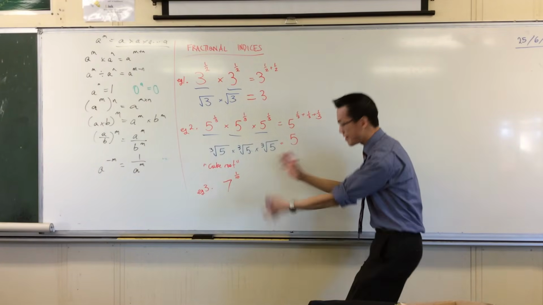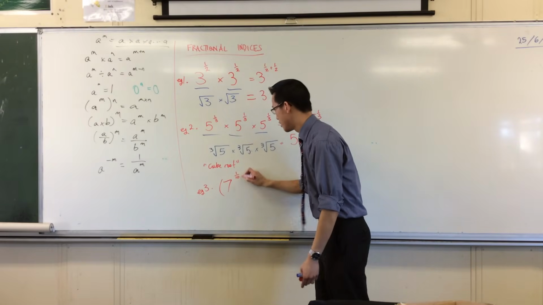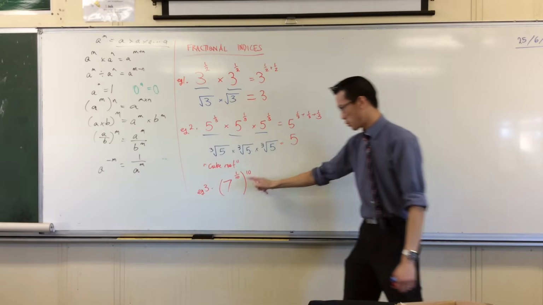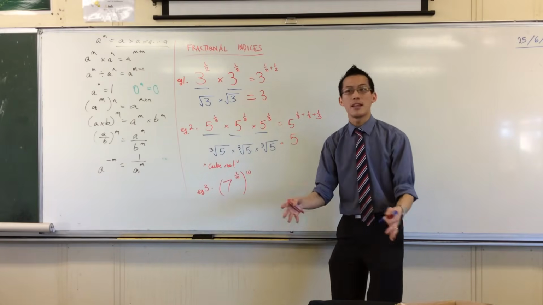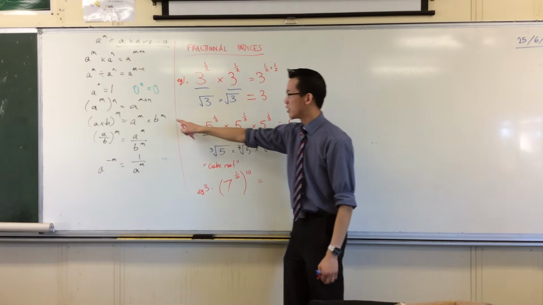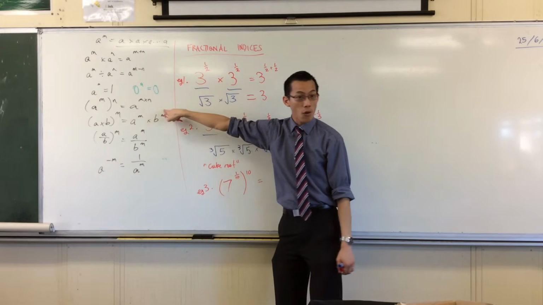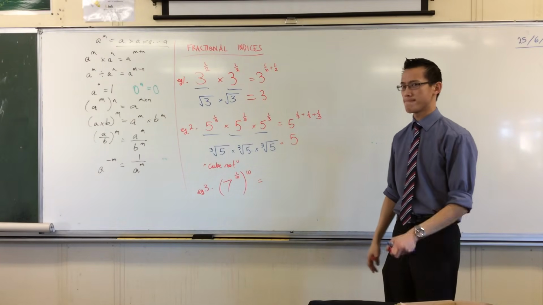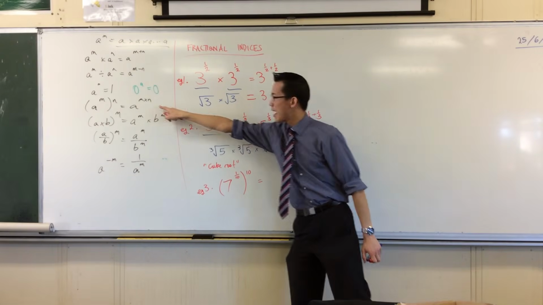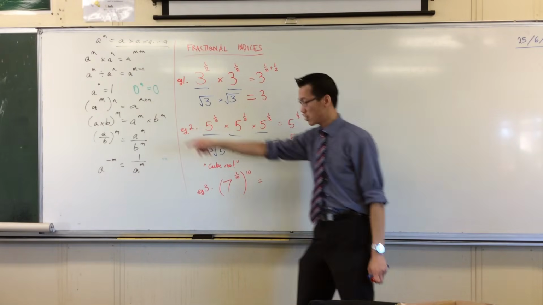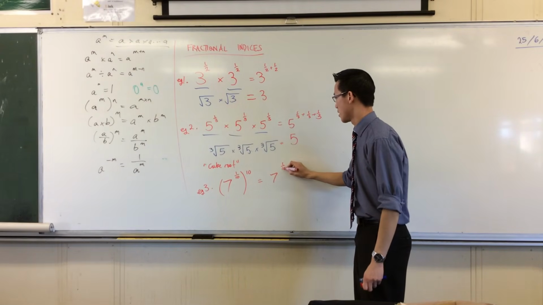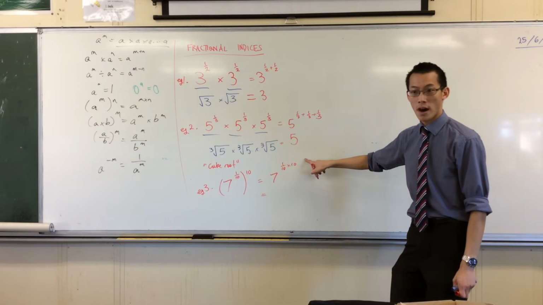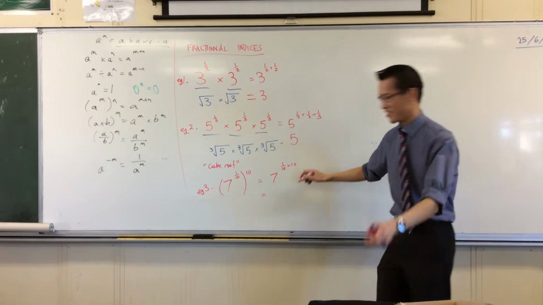Now if I multiply this number by itself 10 times, that's multiplying whatever's in there by itself 10 times. According to this law in here, this is power of a power. So what do I do to the indices? I multiply them, right? You see what's going on? So that's a 10th times 10. That's just 7 to the power of 1, which is 7.